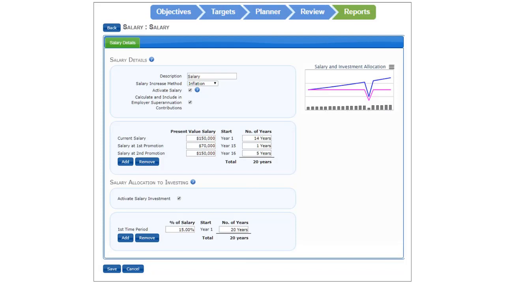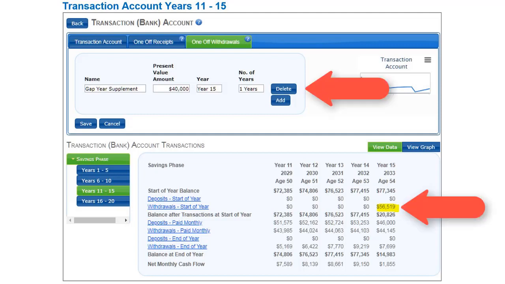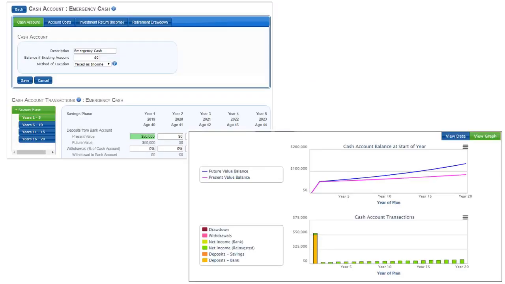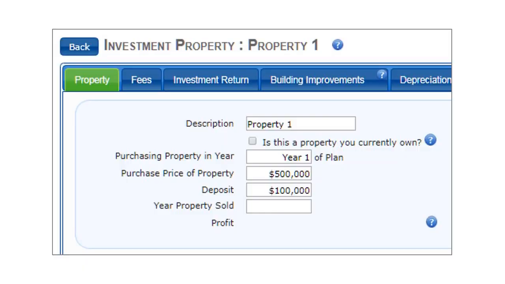No adjustment is made to the salary allocation in this plan, as John will still have to service his investment property loan. In the gap year, $40,000 will be transferred from the transaction account to the budget to supplement the income for that year. An emergency cash account is created. In year 1, $50,000 is withdrawn from the transaction account. Interest is reinvested. It was recommended that John purchase an investment property to the value of $500,000 using $100,000 of the funds in the transaction account for the deposit. This will mean that no mortgage insurance will be required and John's home is not required for additional security.